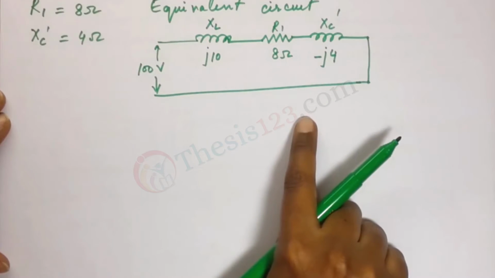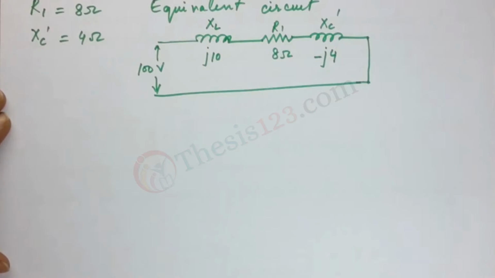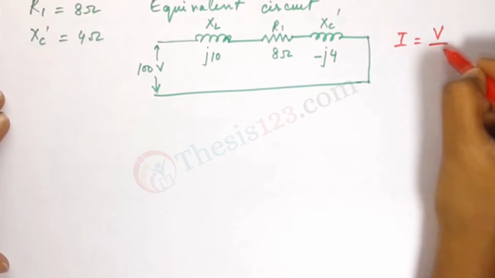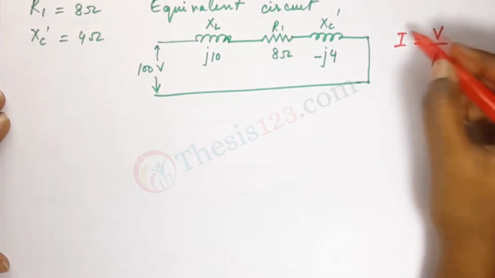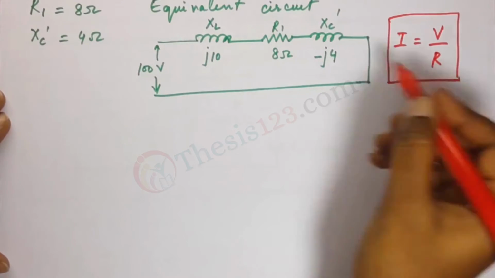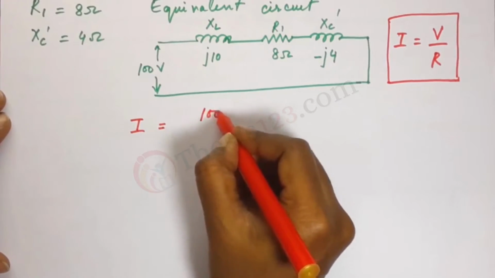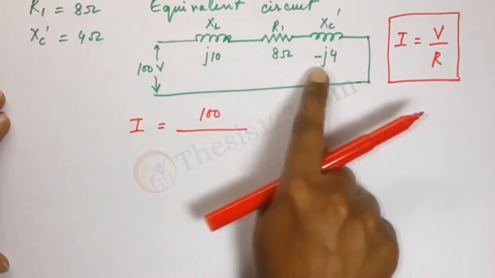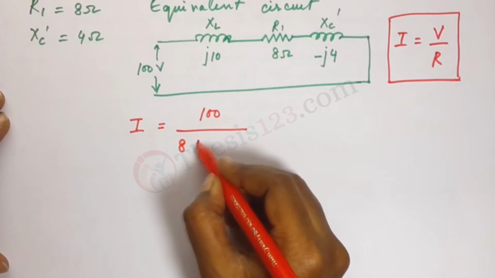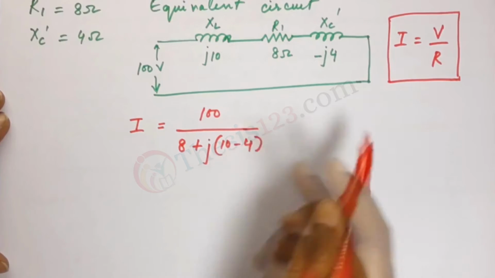Now, let's calculate. We need the current. In general, we know what the formula for current is, right? So, current I equals V by R. Our very general formula. So let's utilize that in order to find our value. I is equal to 100 divided by the sum of all of this. So that's resistive 8 plus j10 minus 4.